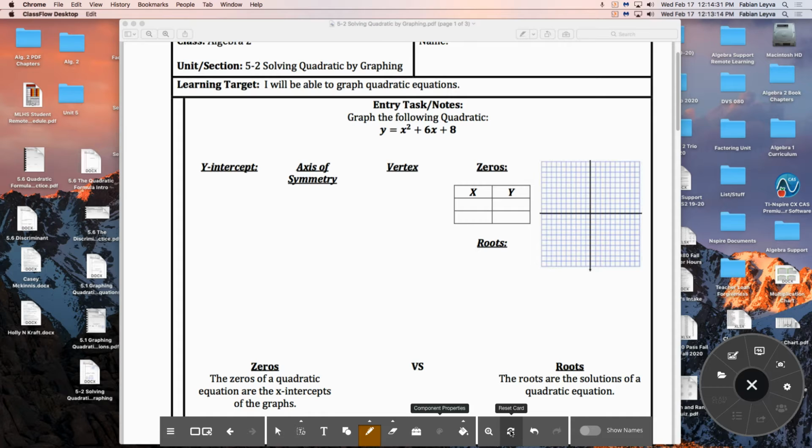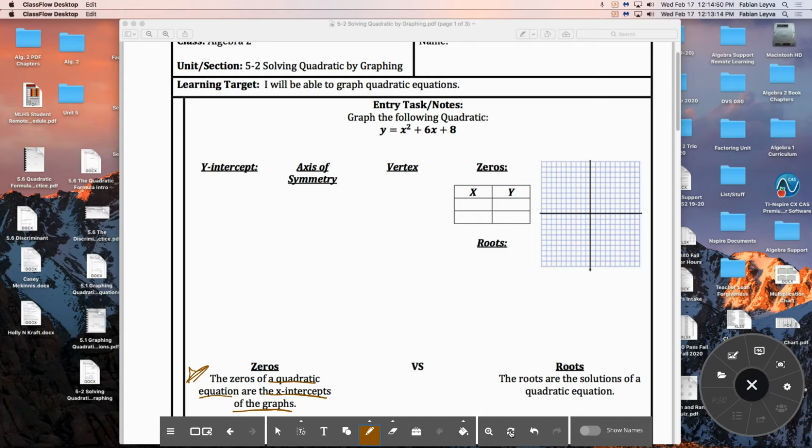Now, I know this is a little bit mixed up. So the first thing I want you to do is write down this definition down here of what zeros are. Zeros sound pretty complicated, but they're not. Zeros of a quadratic equation are the x-intercepts of their graphs. That's literally all they are.